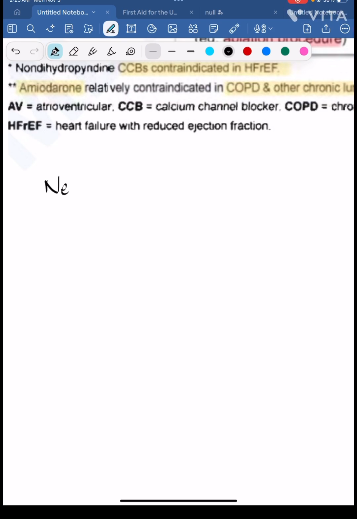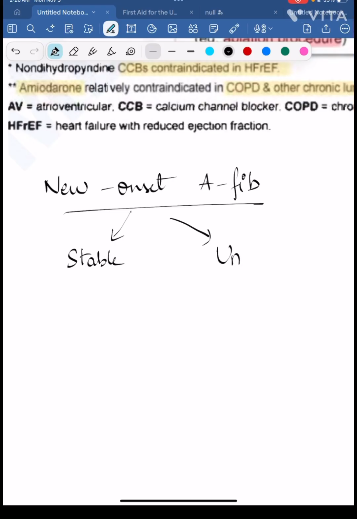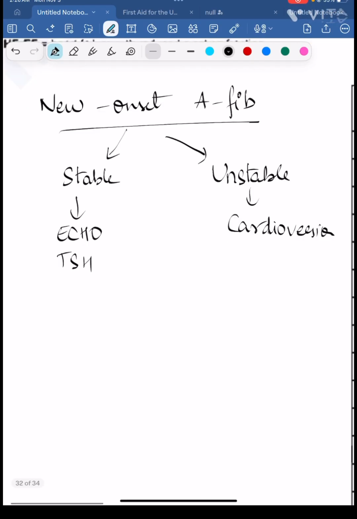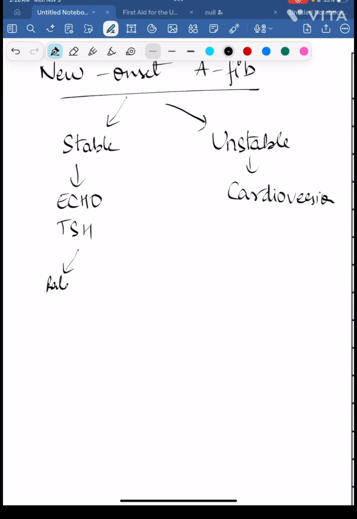One more thing you have to know is how you manage a new onset atrial fibrillation. So you have to check if the patient is stable or unstable. As we all know, an unstable patient should undergo cardioversion. A stable person should undergo echo and TSH levels. After that, you can do rate, rhythm, and anticoagulation.